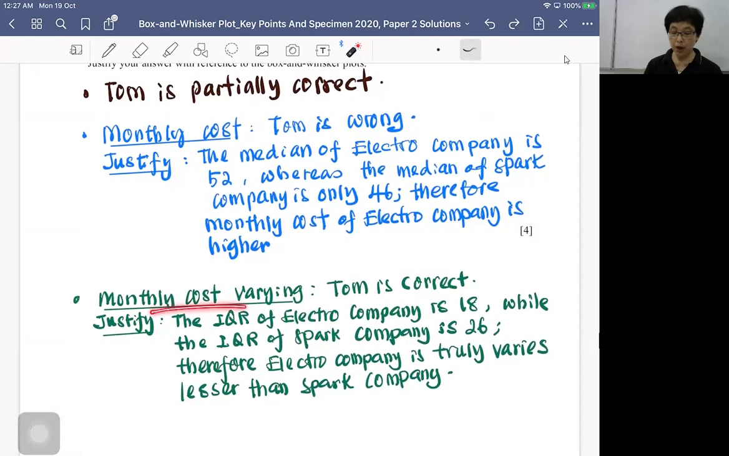The monthly cost varying. Tom is correct. Congratulations, Tom. And justify: the IQR of Electro company is 18, while the IQR of Spark company is 26. Therefore, Electro company truly varies lesser than Spark company. Electro company varies only 18, whereas Spark, you notice that they have 26.